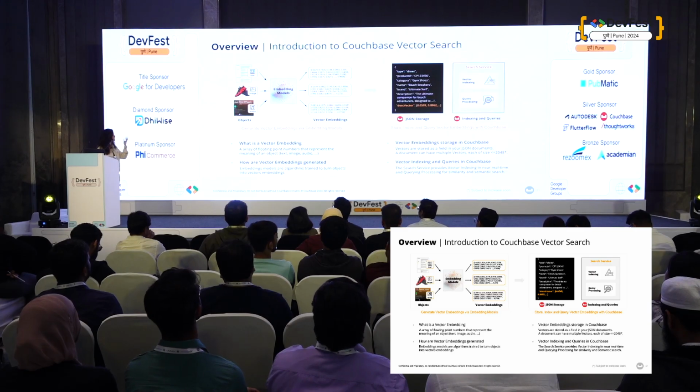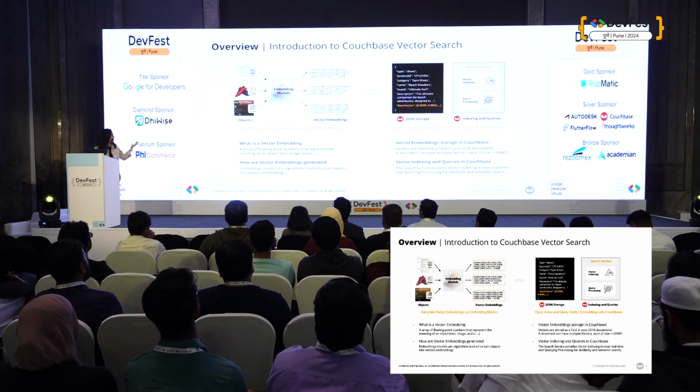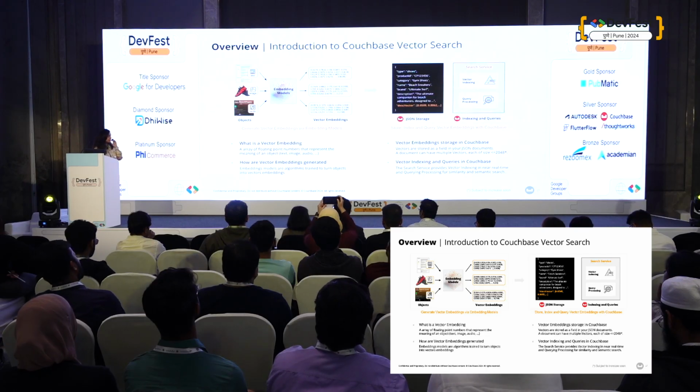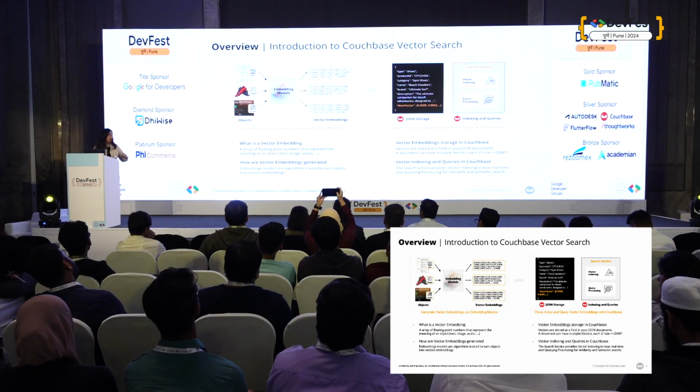So this is a quick recap. I think we've already discussed all these things, but this is basically talking about the different vectors, vector embeddings, and how you can query data in Couchbase. We'll cover that in the next slide.